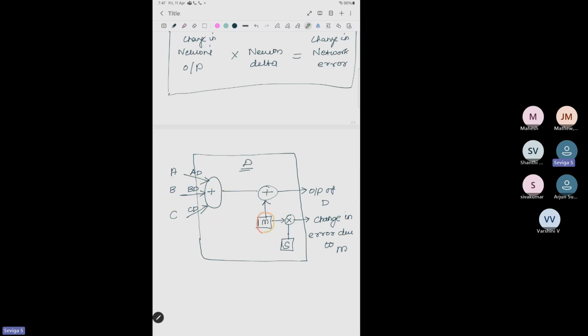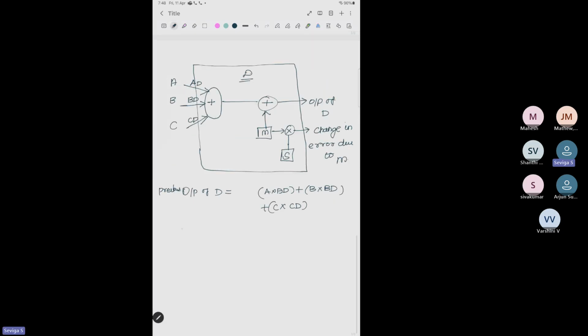By the brute force method, we are going to add a small change M to this output. Previously, the output of D was A into AD plus B into BD plus C into CD. This was your previous output. Now the present output of D is M plus your previous output. So the change in output is the difference between the present output and the previous output.